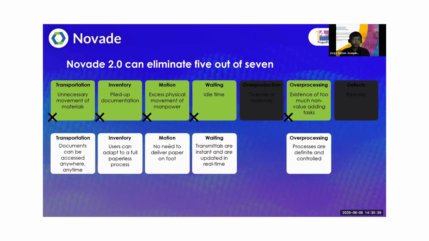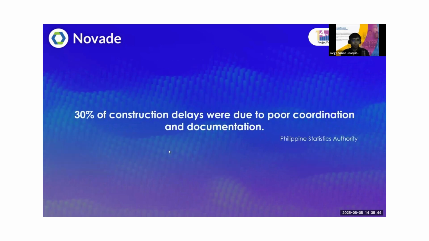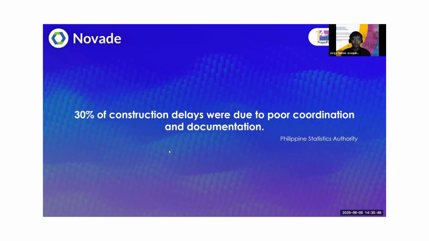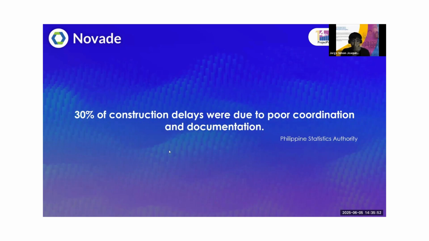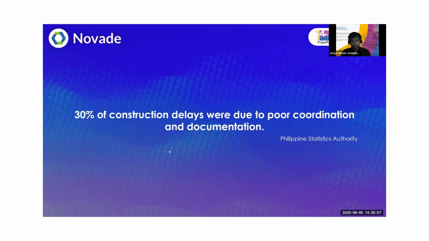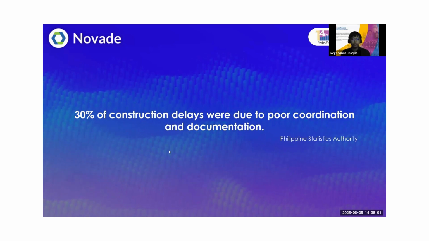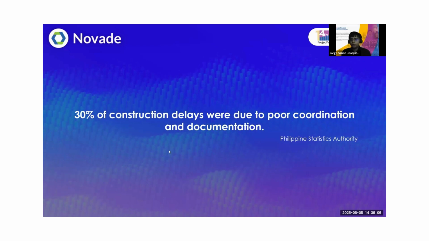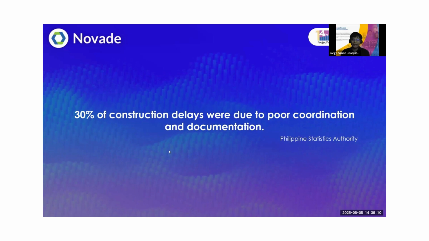Now let's go back to what I said earlier. Remember, 30% of delays occur because of coordination and documentation issues. And Novade can improve both, allowing you to focus on tasks that actually provide value to your projects. More importantly, it provides your admins or whoever controls all your documents, the document controller, access to real-time data on progress, making coordination and tracking forms an easy task.